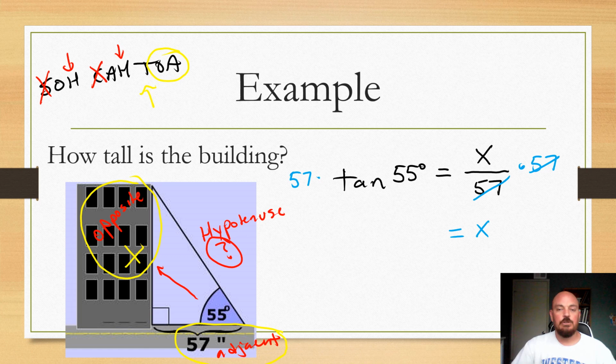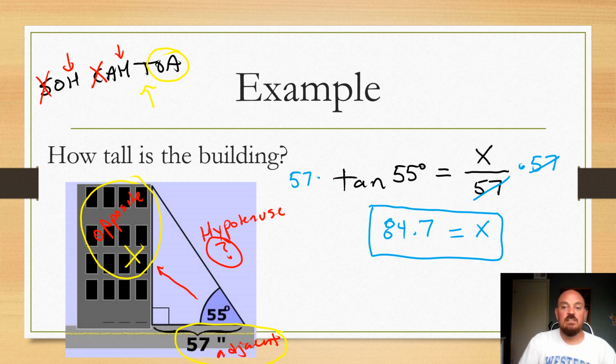And I'll just go back to my calculator one more time. I'm going to pause and do that. It's about 84.7. So in that picture, that building is about 84.7 feet tall. If you're 57 feet away from a building, and the angle up to the top of the building is 55 degrees, based just on those two measurements, you can find the height of the building. We rounded it off, it's about 84.7 feet.